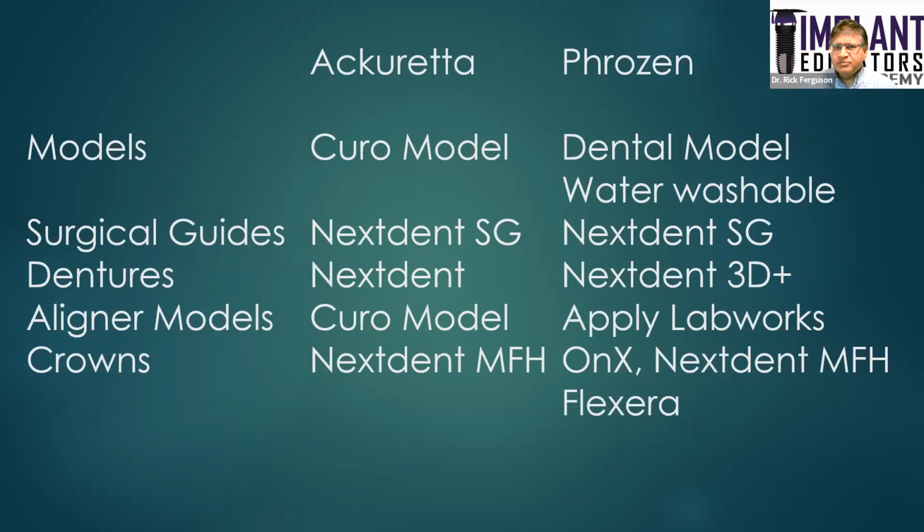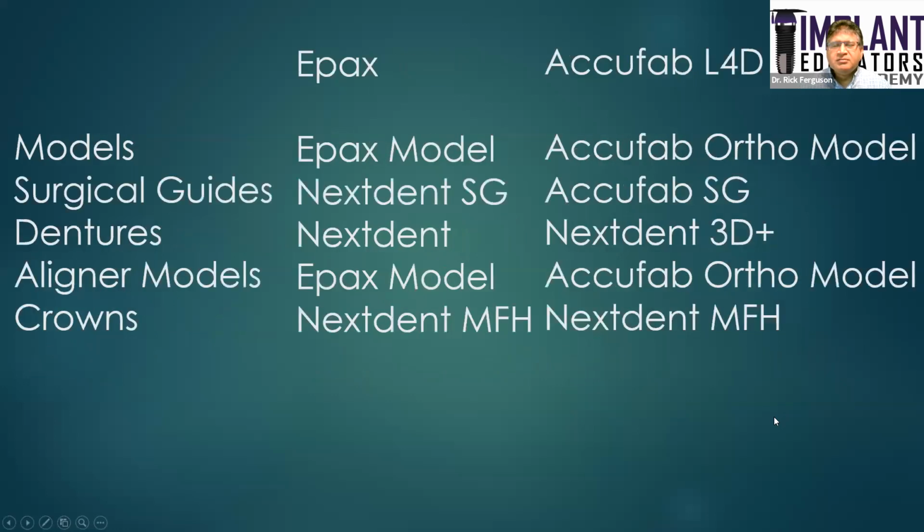And then because Frozen is a completely open system, we have actually been able to print Onyx, the NextDent MFH, and the Flexera from EnvisionTech on that printer as well. And those settings are available on the Dental 3D Printing Group. Epacks has their own model resin, NextDent SG, their epacks model resin for aligner models, and of course NextDent. They do also support the Whip Mix model resins and some of the other dental companies' resins out there, such as the KeySplint, KeySoft products.